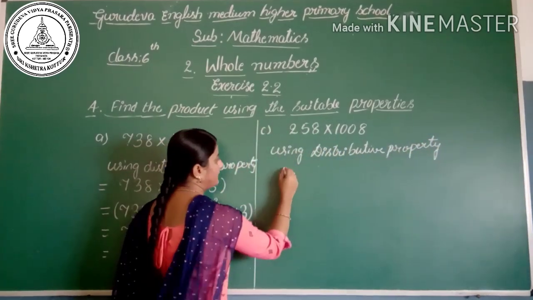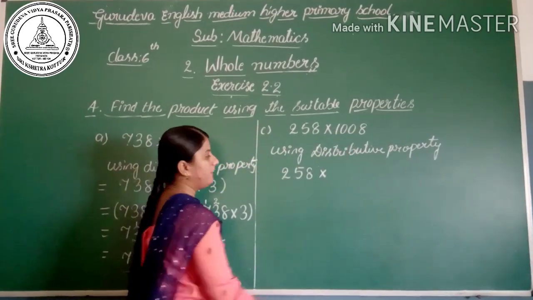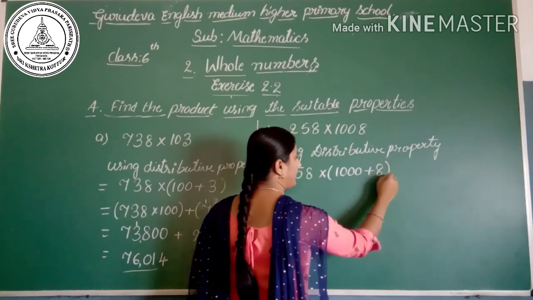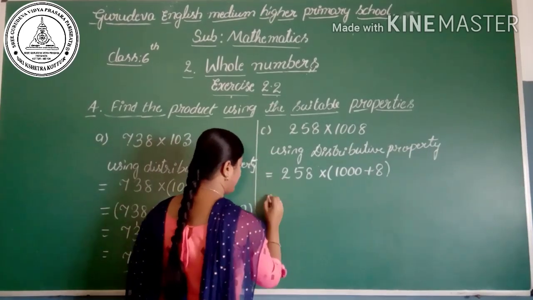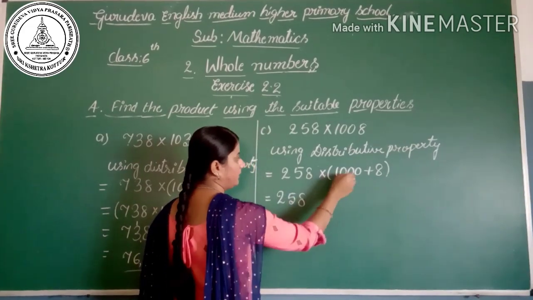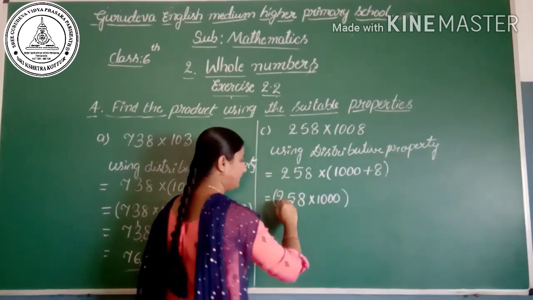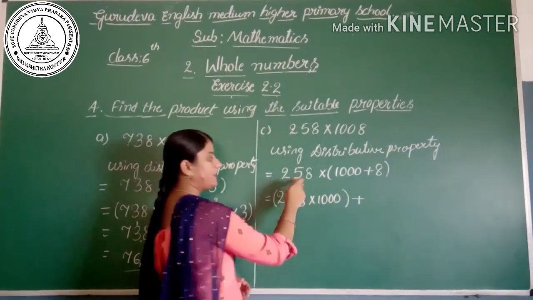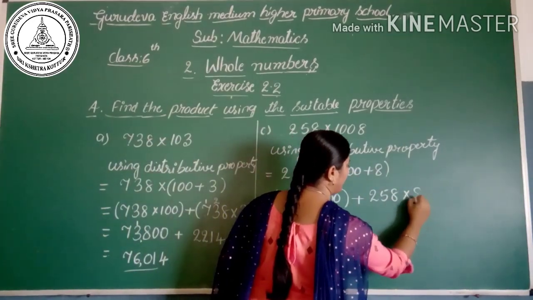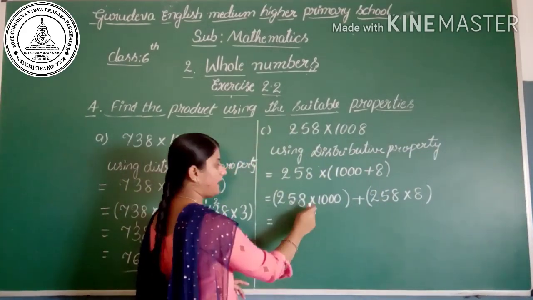Here write the 258 into 1008. I will split it as 1000 plus 8, which is equals to 258 into 1000, keep the bracket, then plus 258 into 8. Then multiply here, 258 into 1.